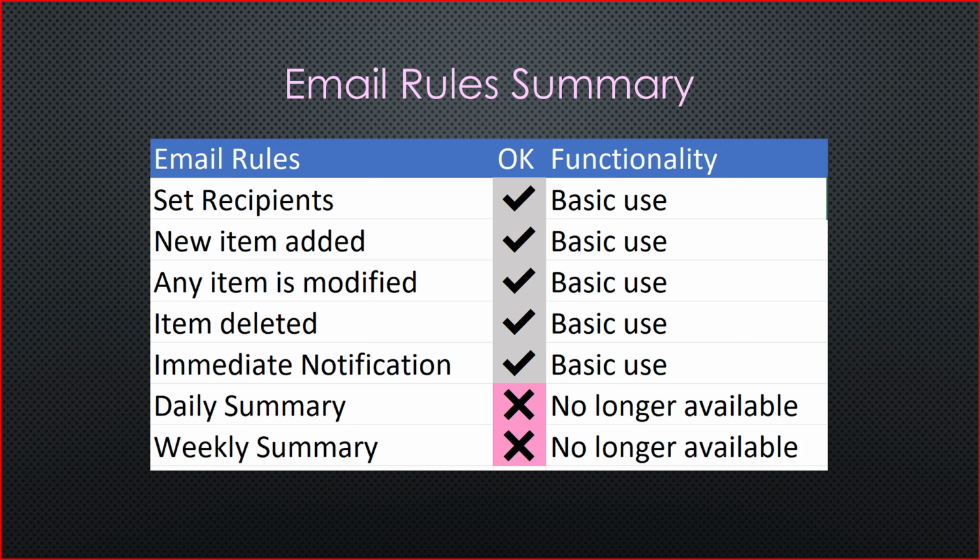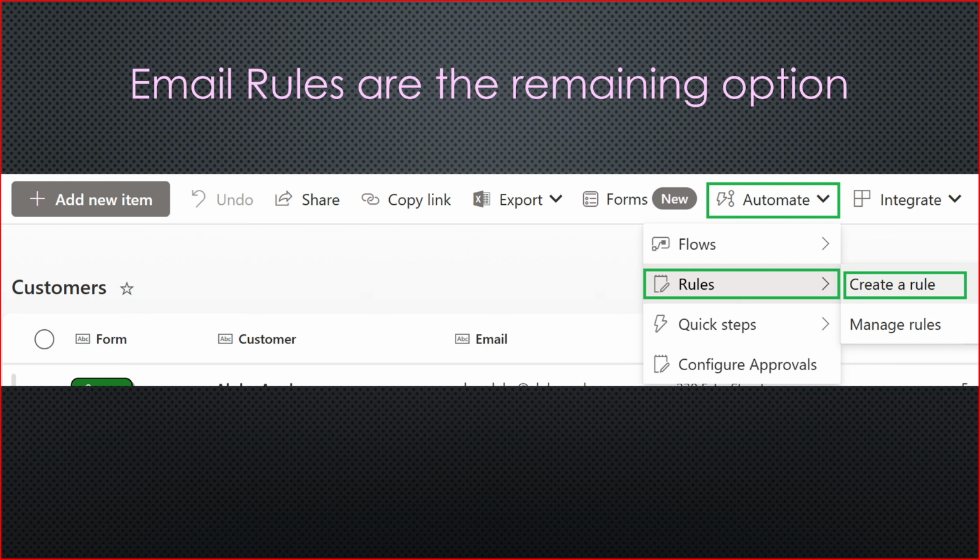There's another function referred to as email rules. It's driven through Power Automate. And it can do some similar things to the functionality that was there previous. And this includes just being able to do basic email triggers for when items are added or modified. So there's still some basic functionality that's there. Being able to do daily and weekly summaries will be no longer possible through the SharePoint interface. This is the out-of-the-box SharePoint functionality we're talking about.